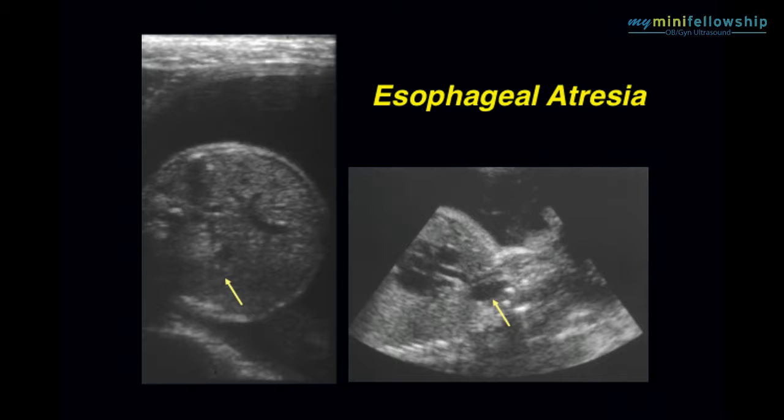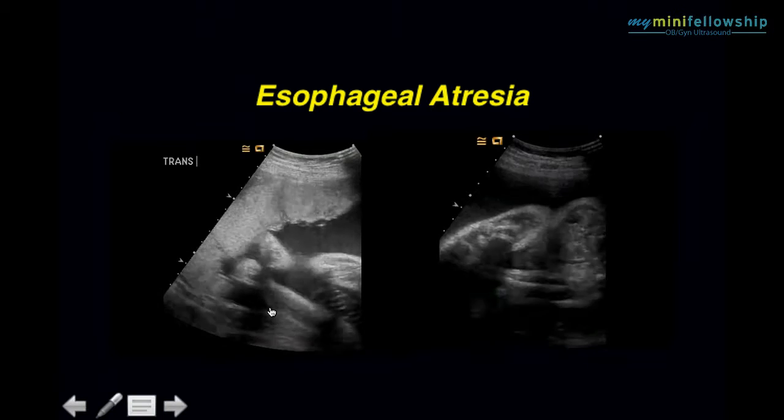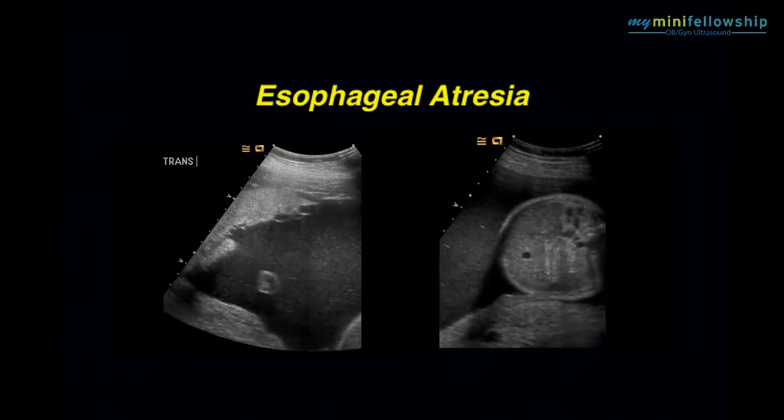So most of the time when I suggest a diagnosis of esophageal atresia with tracheoesophageal fistula or esophageal atresia without tracheoesophageal fistula, I am going to make the diagnosis based on seeing polyhydramnios and a persistently empty fetal stomach.